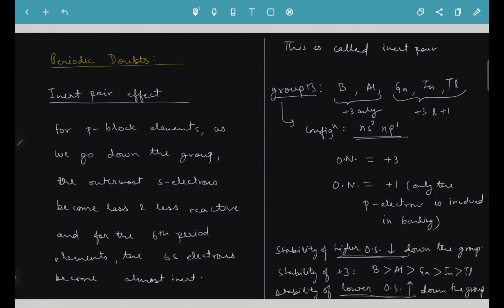Yes, sir. Sir, in the middle you have written oxidation number of +3 and oxidation number of +1, only p electrons involved in the bonding. Sir, can you explain this?